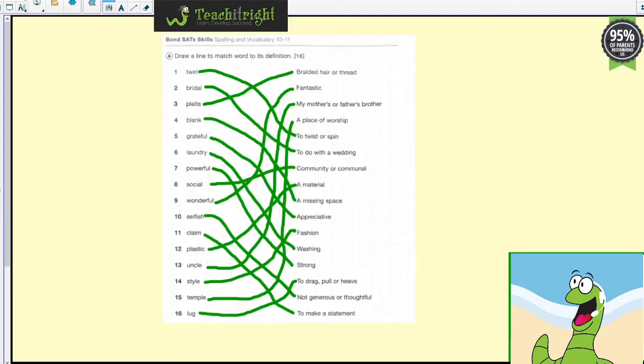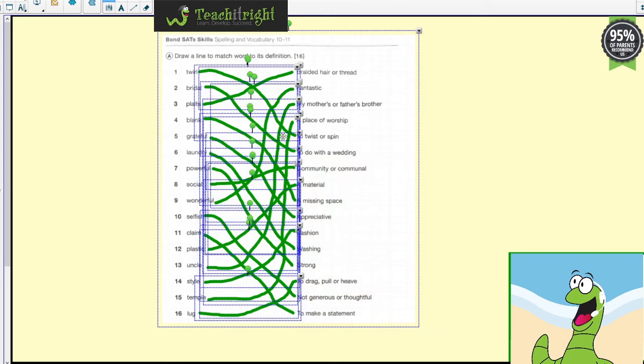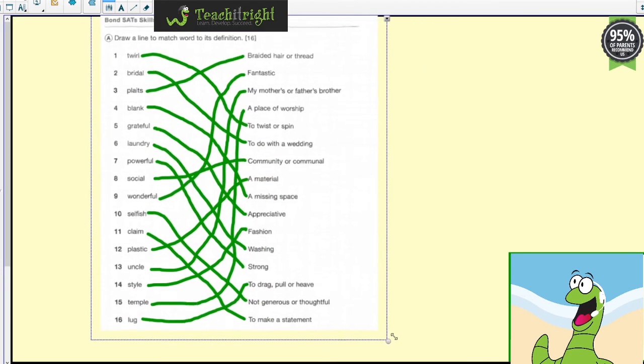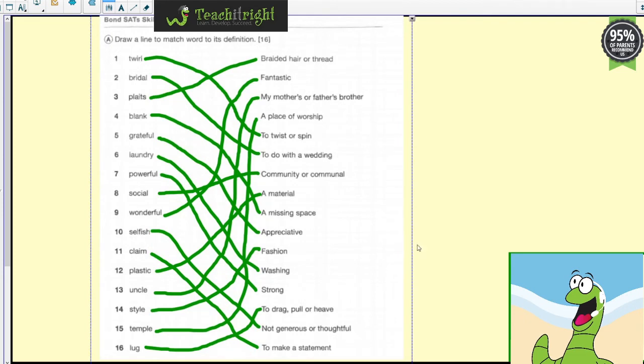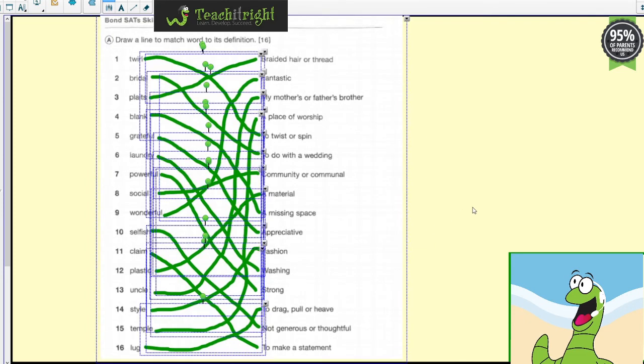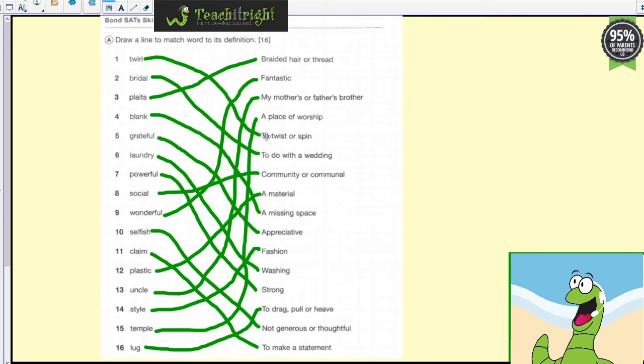Okie dokie, hopefully here are some answers, and you can see I've done my lines joined up beautifully. It's a bit of a risk. Can I make it any bigger? Yes, I can without messing the answers up. So here are the answers, so we just quickly run through them. So to twirl is to spin.